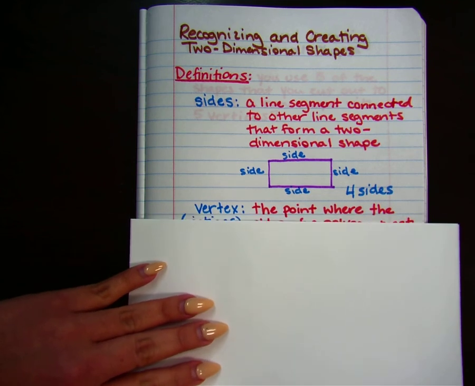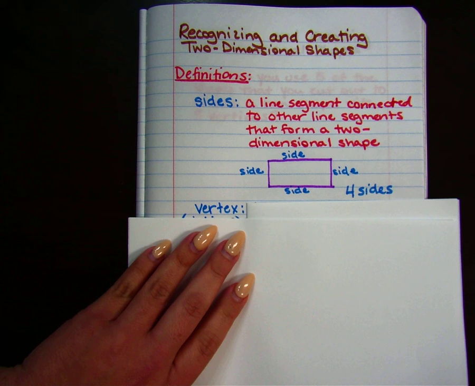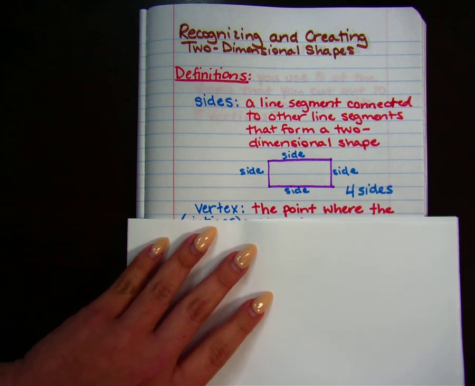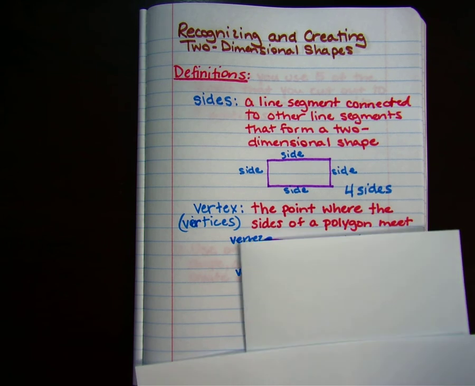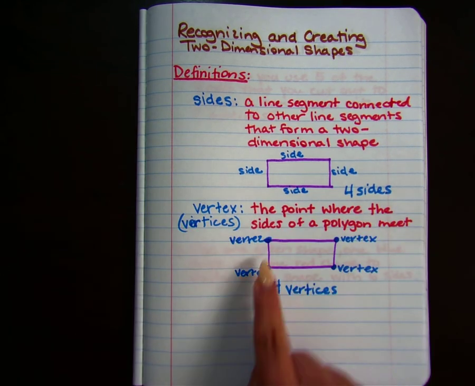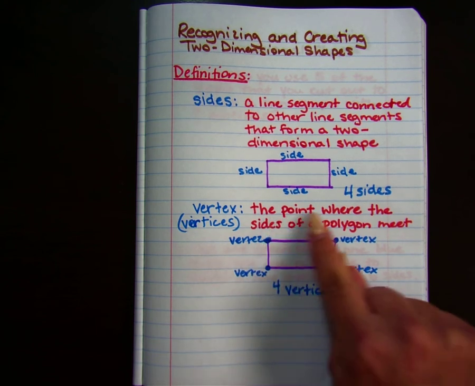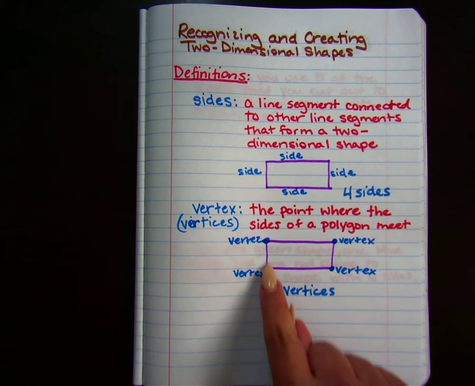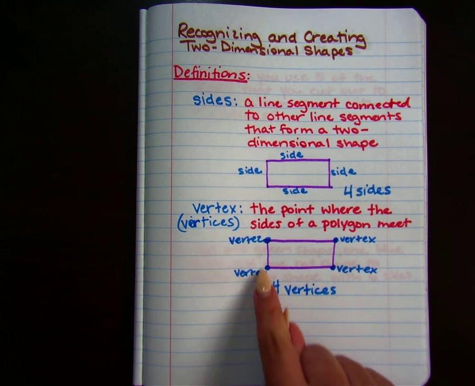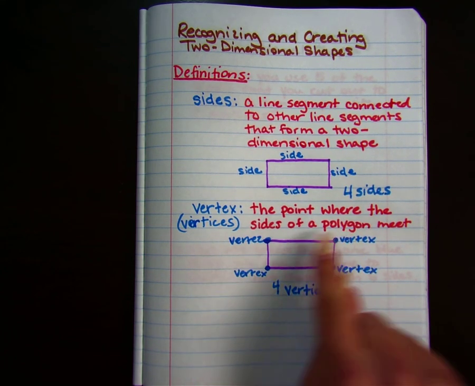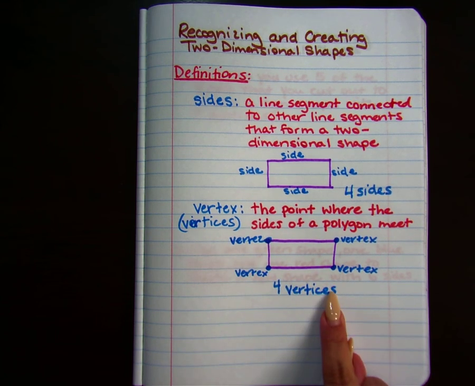The other vocabulary word we're going to go over for today is vertex. A vertex is the point where the sides of a polygon meet. So if we have a polygon or a shape, such as this rectangle, the point where the sides meet would be the vertex. This shape, or this polygon, has 4 vertices.